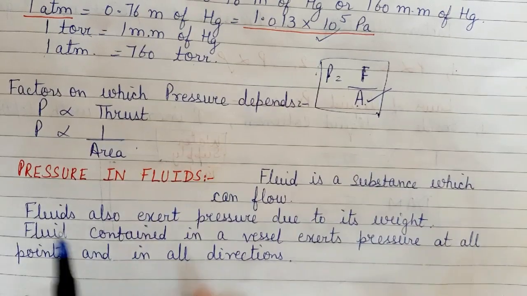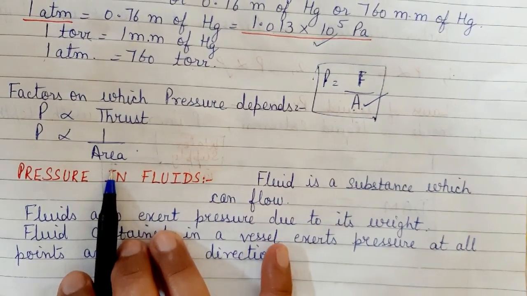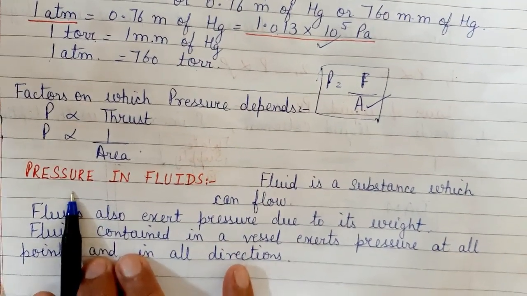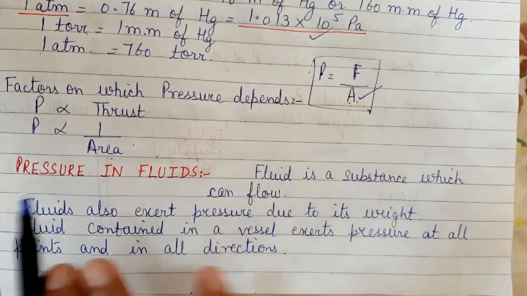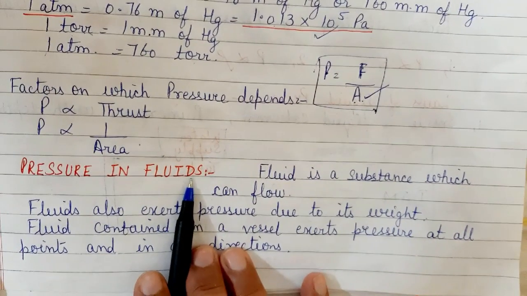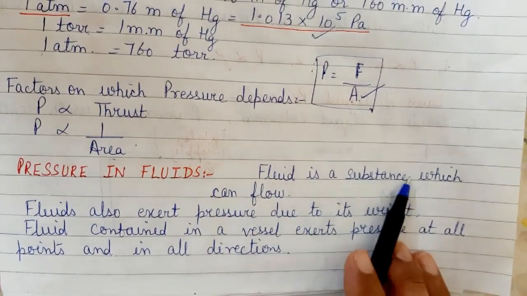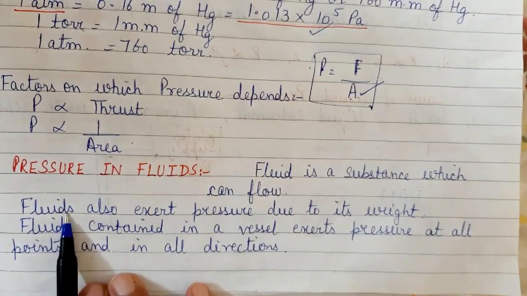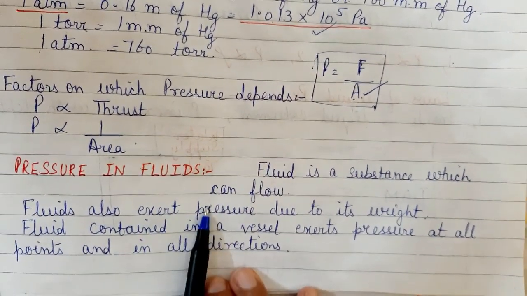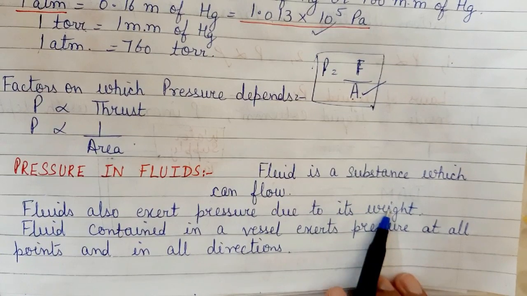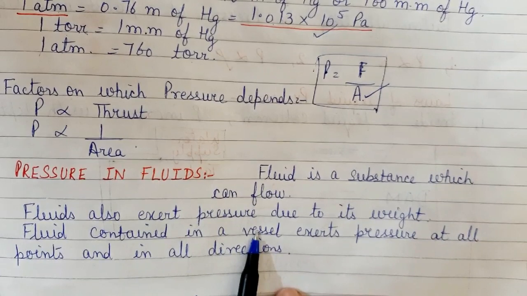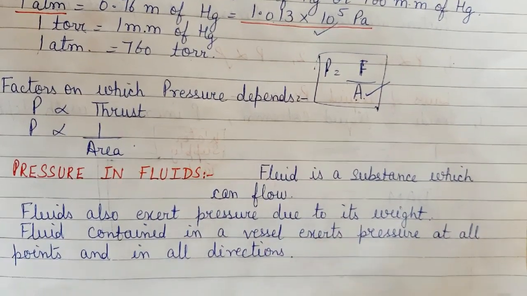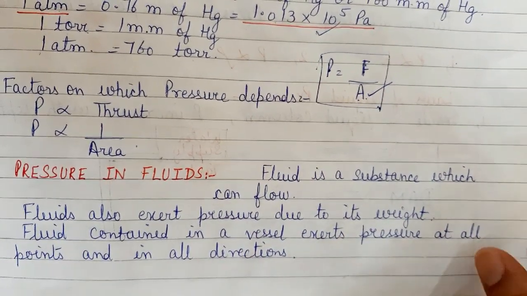Okay, thank you. Now as we studied thrust and pressure, we should know that pressure is not only exerted by solids, but it could also be exerted by liquids and gases. Now we first look at pressure in fluids. We should know what a fluid is. Fluid is a substance which can flow. Fluids exert pressure which is also equal to their weight. If we take a fluid in a vessel, it will exert pressure in all directions at all the points.